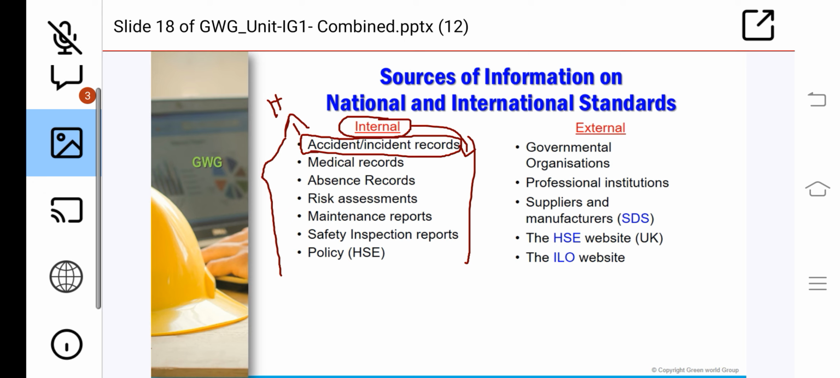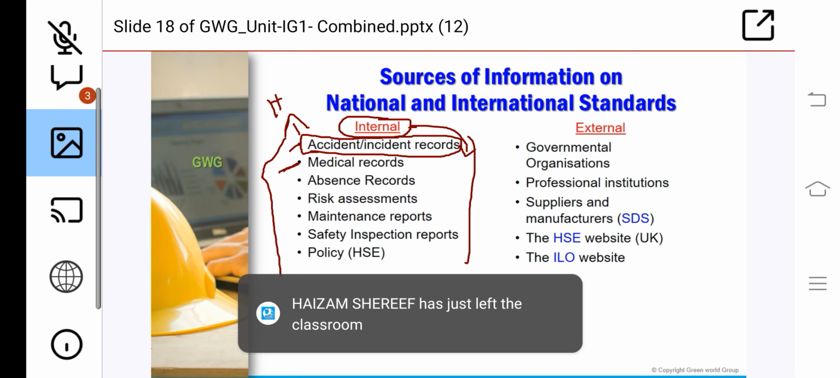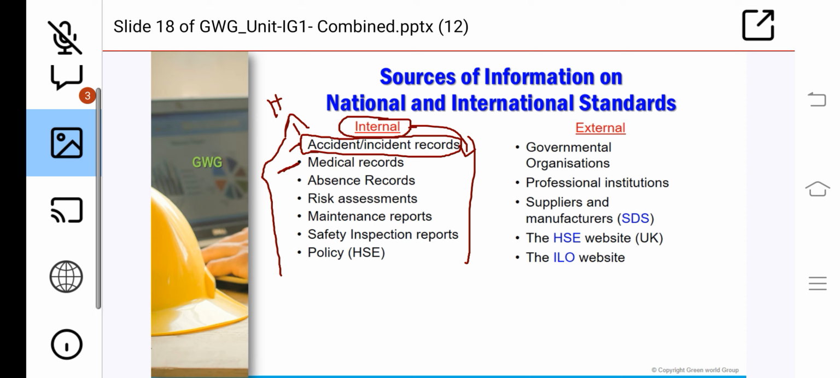Tell me, one person. Internal source means within the organization, the document or the report or the information which is generated within the organization, in the internal department of the organization, such as the accident report is an internal source of information. Medical records, like how many people are sick, how many people have blood pressure or some kind of musculoskeletal disorder like back pain, how many people have cancer. So medical records will also be one of the internal sources of information related to health and safety.